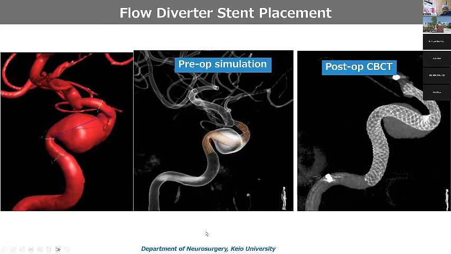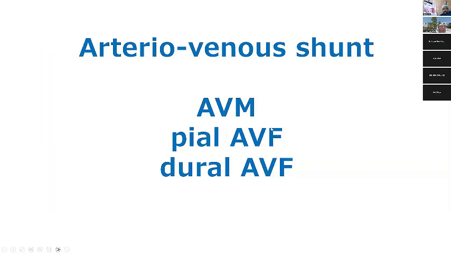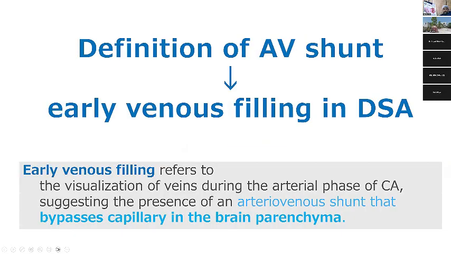Okay, so we have no time. So I'll just talk about the AV shunt: AVM, pial AVF, and dural AVF. What is the definition of AV shunt in catheter angiography? It is early venous filling in DSA. Early venous filling refers to the visualization of veins during the arterial phase of catheter angiography, suggesting the presence of an arteriovenous shunt that bypasses the capillaries in the parenchyma.